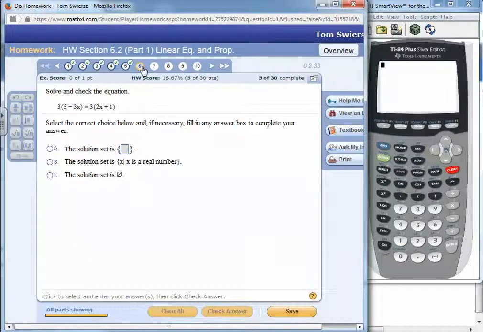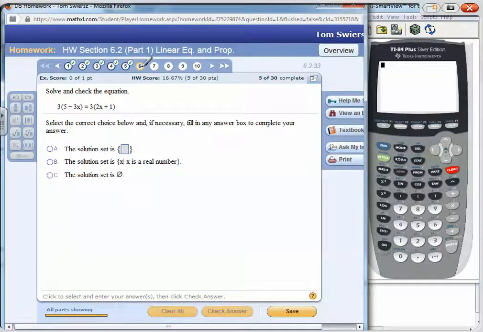Homework exercise number 6. Here we have distributing, right? 3 times outside the parentheses, so you got to multiply both the numbers by 3. So if I just go ahead and start distributing on the left side, 3 times 5 is 15, right? I copy down the minus, 3 times 3x is 9x. Same thing on the right side, distribute the 3. 3 times 2x is 6x, and 3 times 1 is 3.